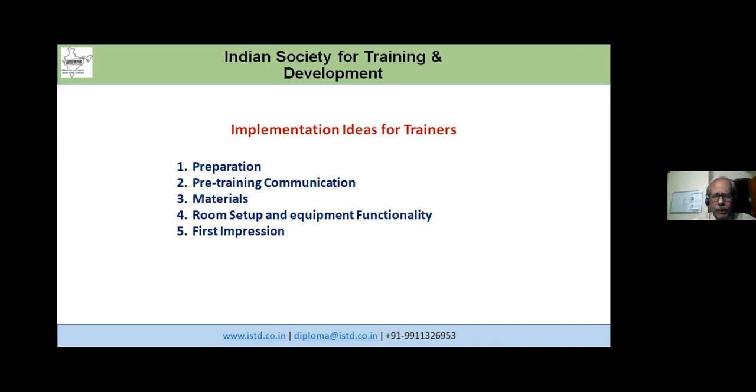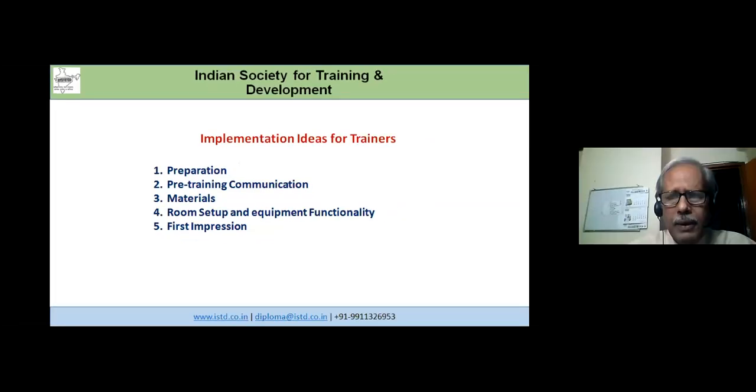The podiums are kept there, and the equipment, in the sense of the LCD projector, the computer, the PCs, and everything, is available there. If there is any requirement of putting any hangings in the room, that has to be done properly. Everything has to be seen before the training is started, so that there is no disturbance while doing the training process.